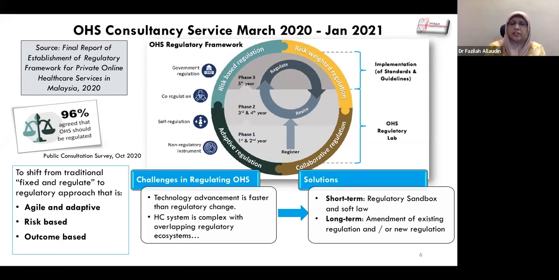And what are the challenges in regulating this OHS? Of course, as you know, technology advancement is faster than regulatory change. And the healthcare system is complex. There's a lot of overlapping regulatory ecosystems. So our solution, we had two. Short term, to do a regulatory sandbox, to come up with soft law or some interim regulation, and perhaps long term, we can amend whatever existing regulation or acts are out there, or even come up with a totally new regulation.